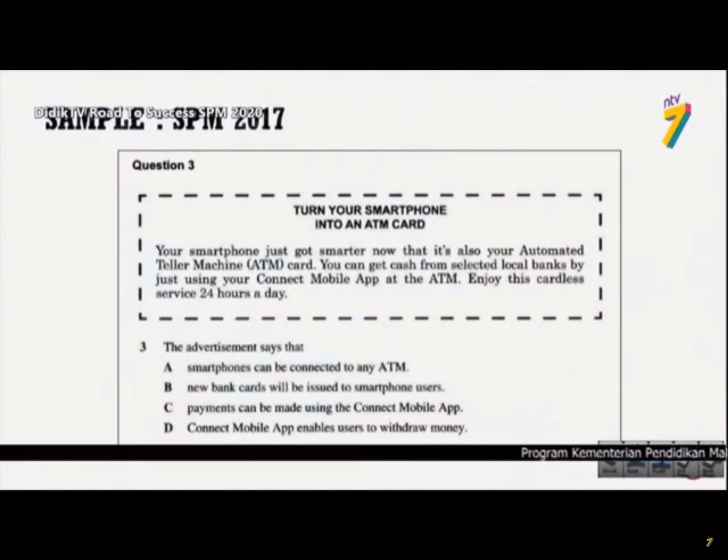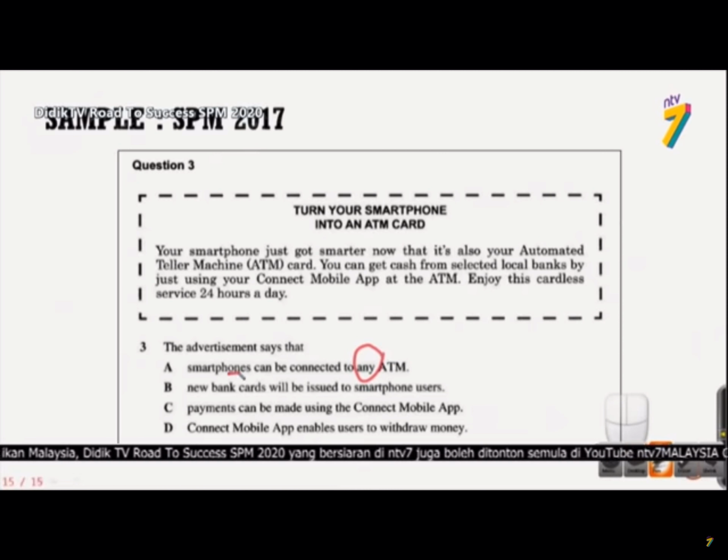Okay, very good. The keyword here is, we're going to analyze one by one. Look at A. Smartphones can be connected to any ATM. Now the keyword here is the word any. Do you think any ATM will accept this app? No, because from selected local banks. Yes, very good. You can see the keyword here, only the selected local banks.